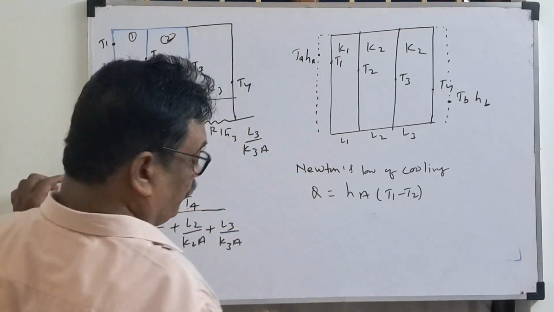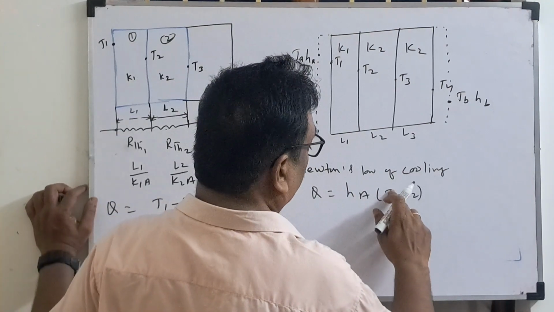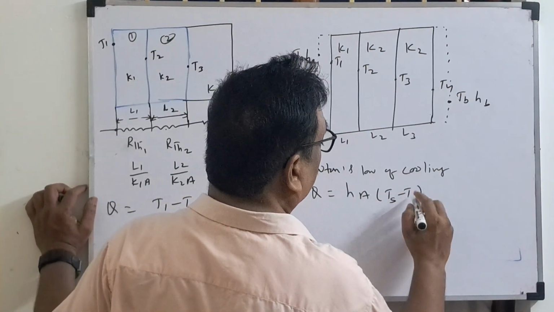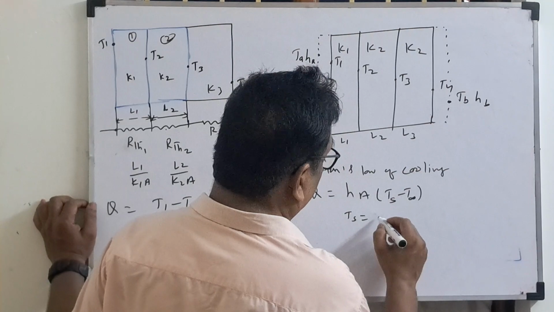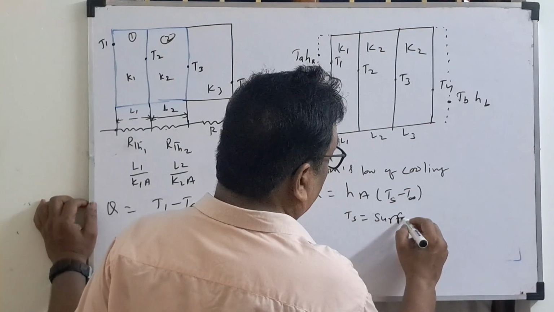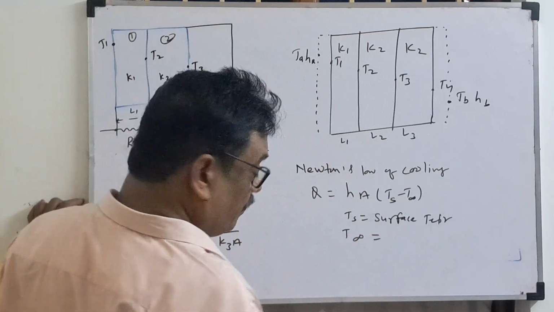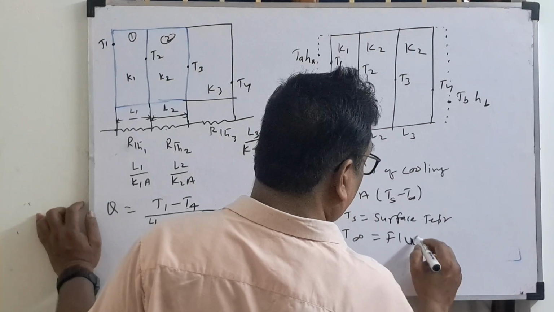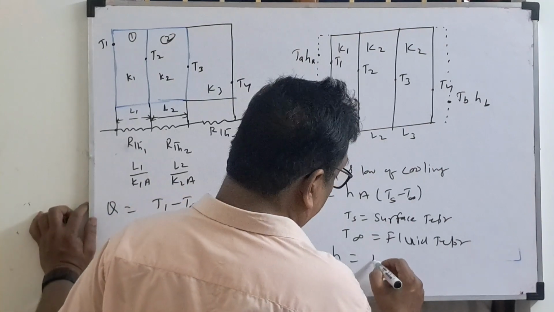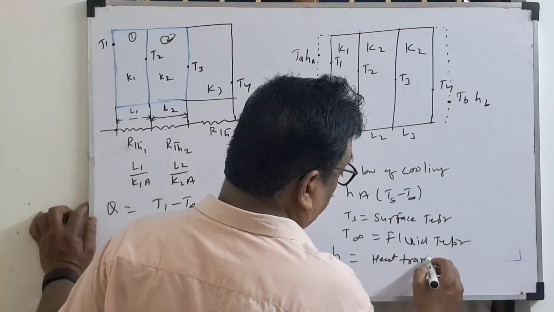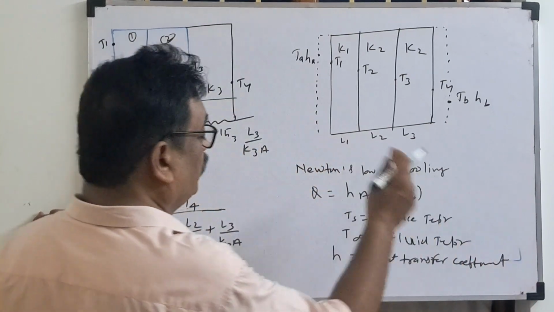Okay, now see here, T1 minus T2, right? You write here some surface temperature. T1, T2, the middle is there now. Surface temperature and infinity, where Ts is nothing but the surface temperature of the surface. T infinity is the fluid temperature. H is the heat transfer coefficient.